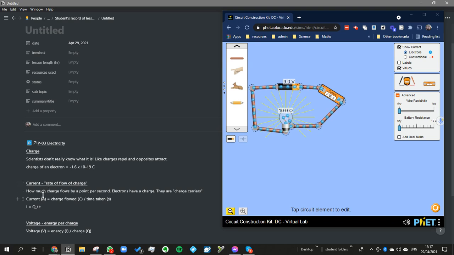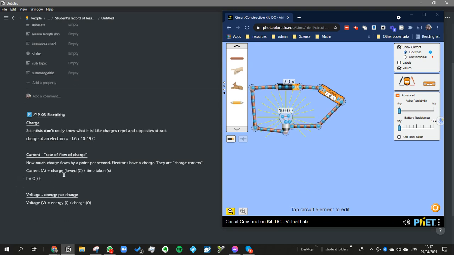And then current was how quickly that charge flows around a circuit. Voltage is how much energy a certain amount of charge has. The symbol for voltage is V. Now, don't confuse this. This is a classic. Within physics, units and symbols get confused all the time, but in electricity it seems to happen a lot more. I'm going to put a symbol there.